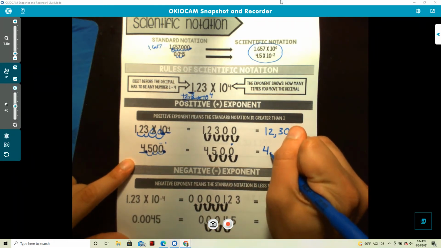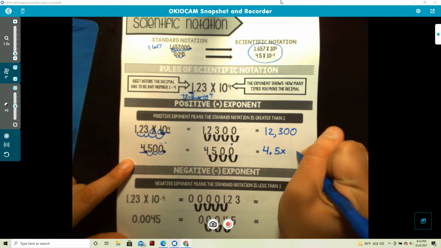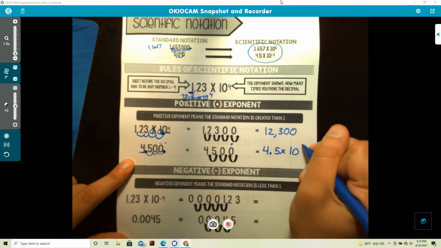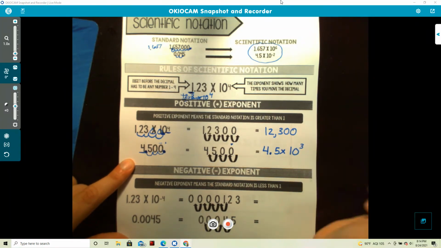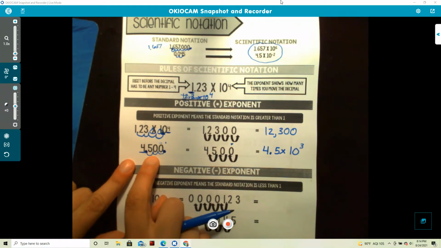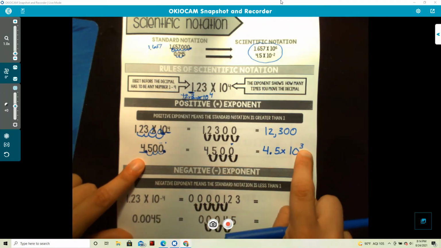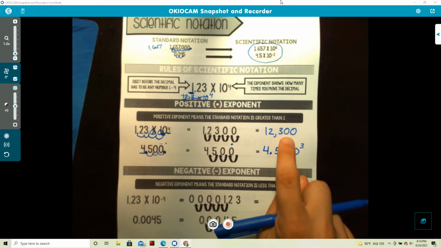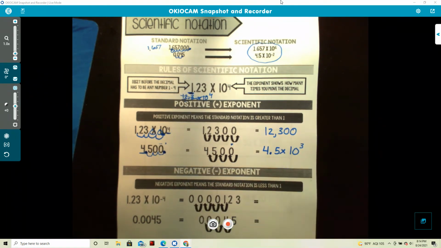So we would get 4.5 times 10. 10 is always our base. And how many times did we move over? 1, 2, 3. So it'd be 10 to the 3rd power. Since we're expressing a number that's greater than 1, our exponent is going to be positive. Just like our exponent was positive here, so we were expressing a number greater than 1.